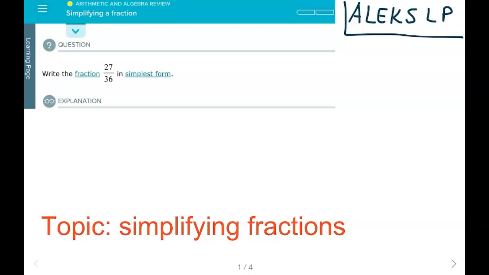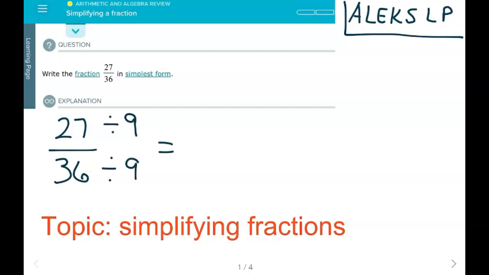Now, if you can think of the biggest common factor that they have, then you can just divide by that. So if you happen to notice that 27 and 36 both divide by 9, you can get to your answer pretty quickly. The answer being 3/4.